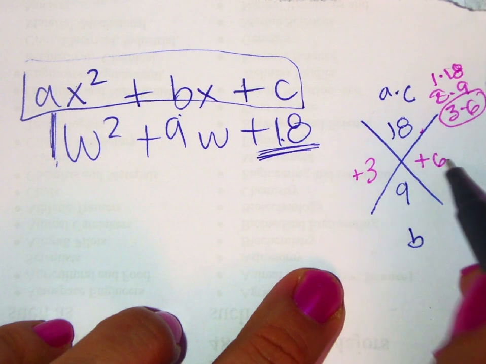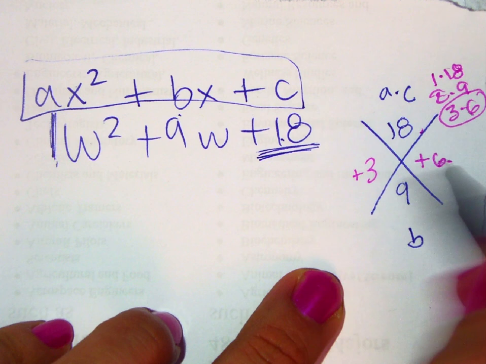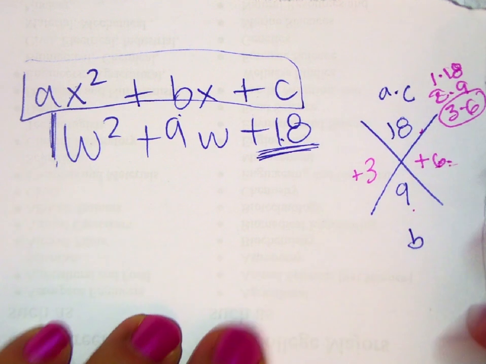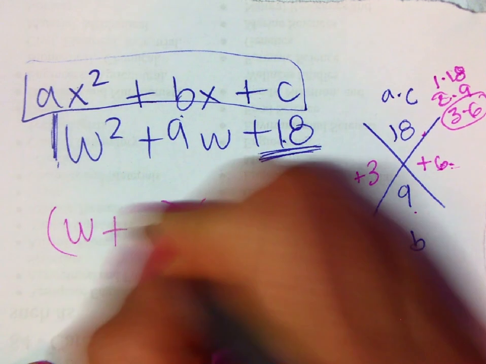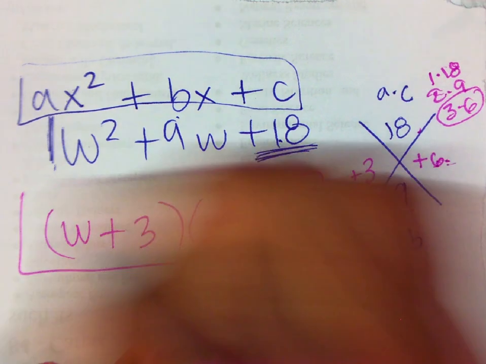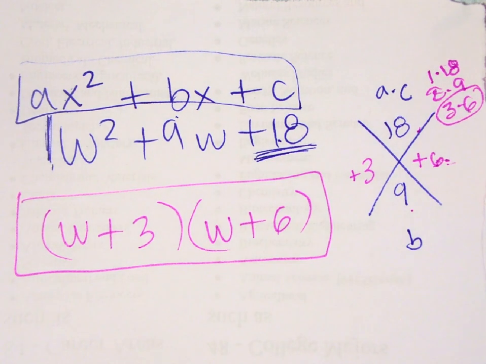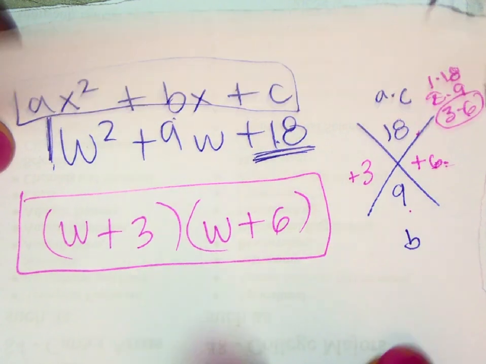Because if you multiply positive 3 times positive 6, it gives you 18. And if you add positive 3 plus positive 6, you get 9. So those are the winners. Those are our answers. We're going to have W plus 3 and W plus 6. That is what gives you the factors for this polynomial. You can always multiply and check if the answer you get is the answer you started with. But for now, let's keep practicing.